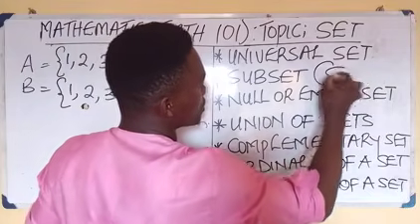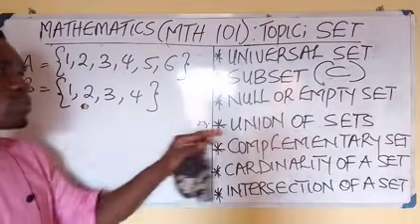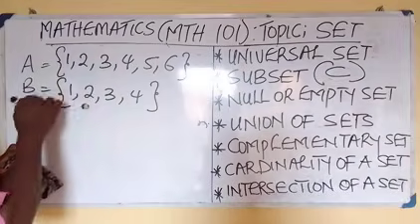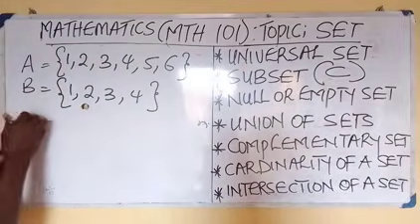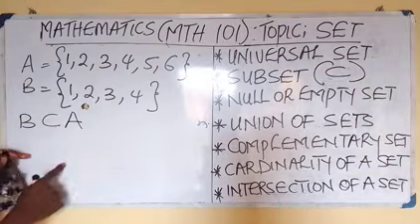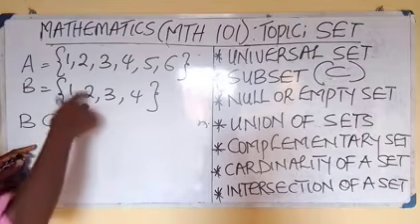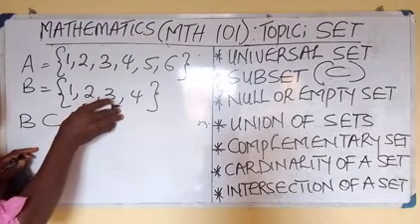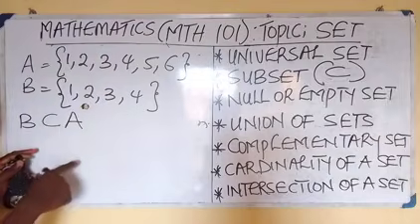In set, when you see this, it represents what? Subset. If I'm having A to be this and B to be this, I'll say that B is a subset of what? A. Why is B a subset of A? Because all the elements found in B are found in set A.